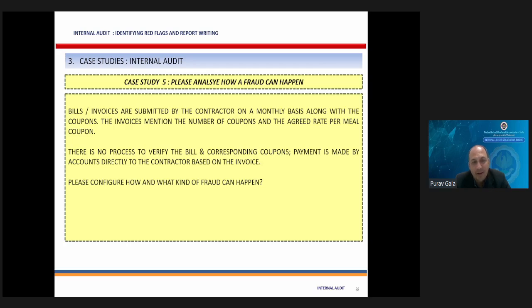See, everybody said that the contractor is over invoicing. Perfect. But how will he over invoice is my question. Coupons may just be given to the contractor without actual supply of meal.